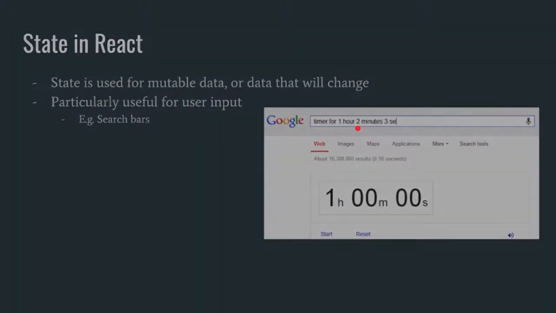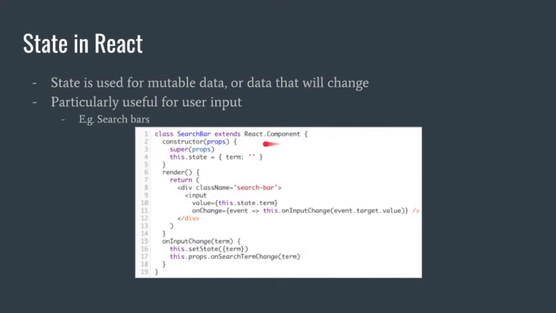What this looks like in code is as follows. We have here a search bar React component. Here in the constructor, we are setting a state. This is a stateful component since we have state in it. And all state is a JavaScript object. Well, in this case, we only have one key value pair of term.